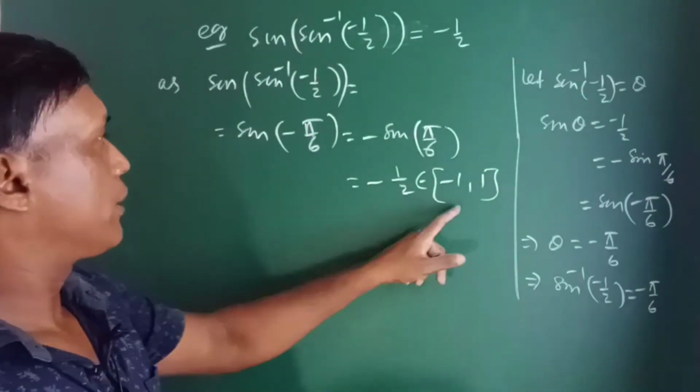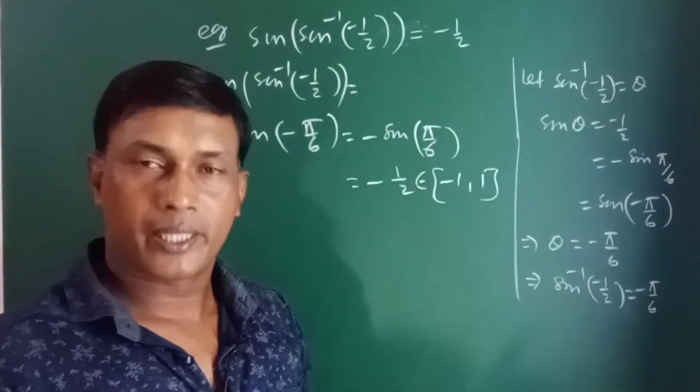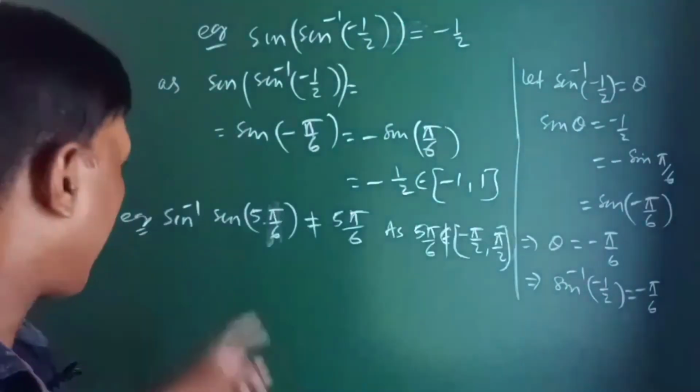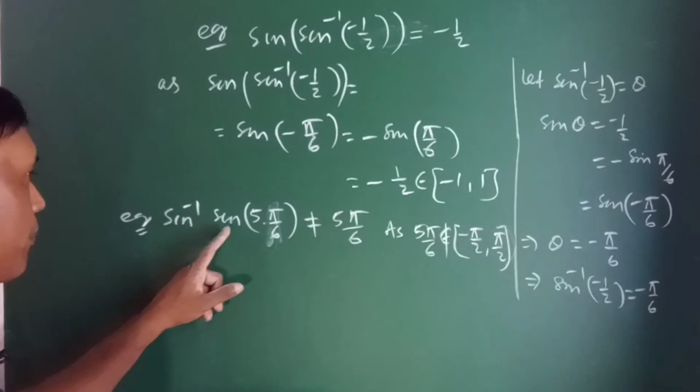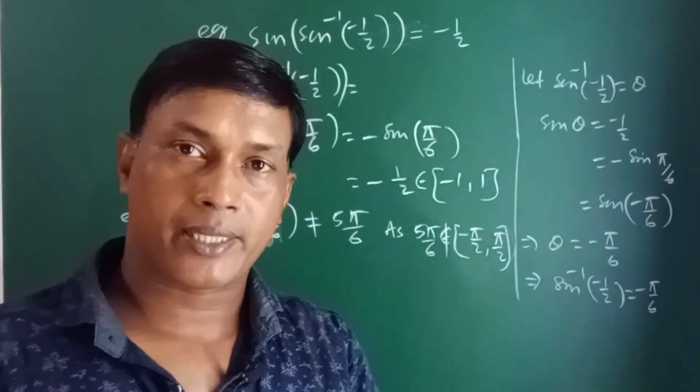So this is the domain, hence sin of sin inverse minus 1 by 2 is minus 1 by 2. Okay, next question. Another important question is sin inverse sin 5 pi by 6, but we have sin inverse of sin x is x.